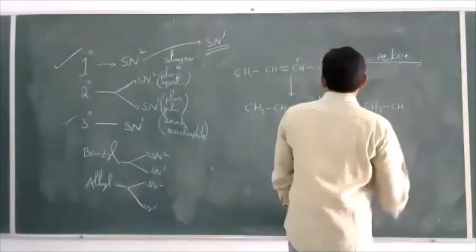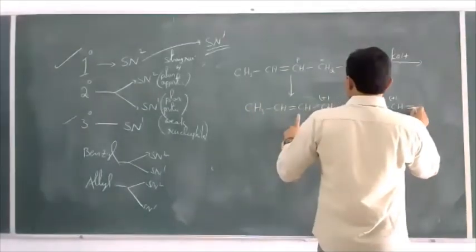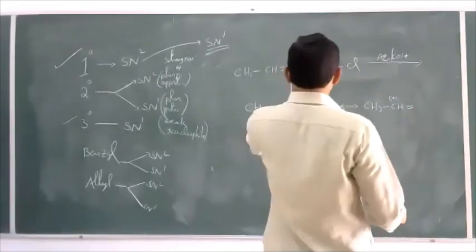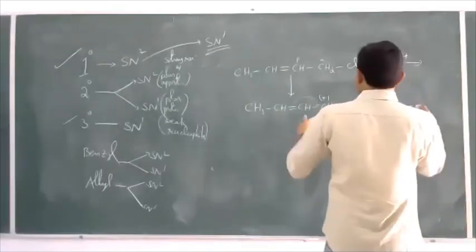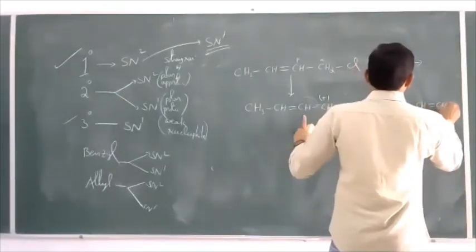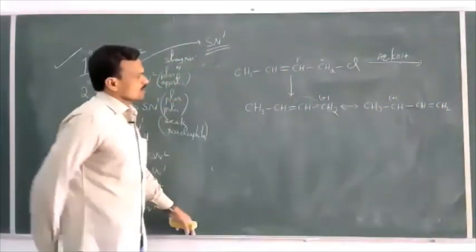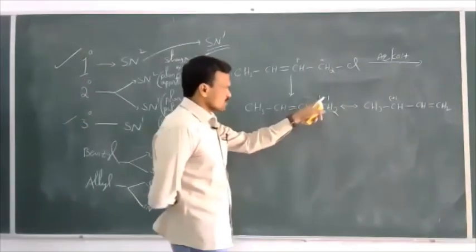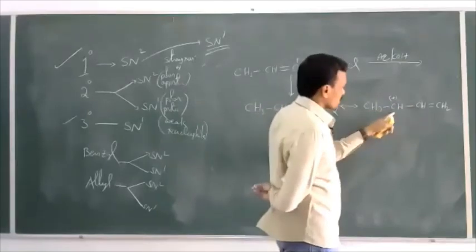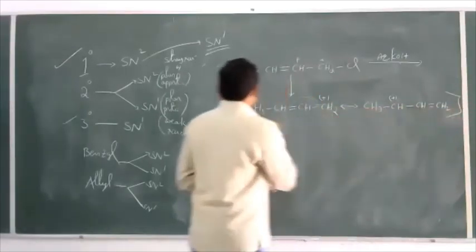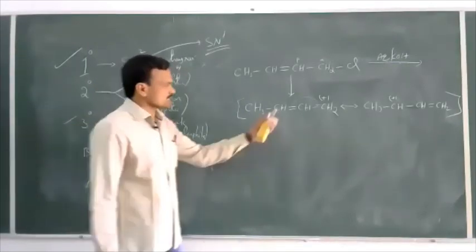CH3, CH plus, single bond, CH double bond, CH2. This is stabilized through resonance effect like this. This positive charge is in conjugation with these pi electrons. This can be displaced here. Then we can get the carbocation like this. So the carbocation formed here can be stabilized through resonance effect. So this is the stable carbocation.